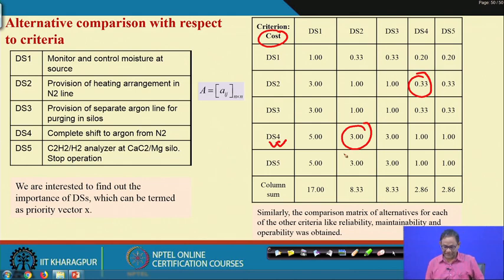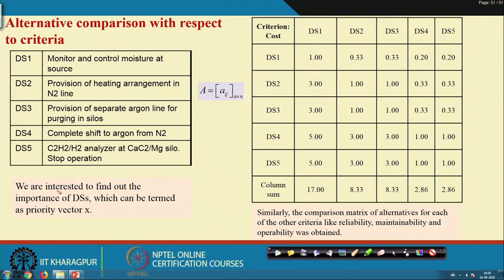Okay. Similarly, if I consider DS2 here, the cost of DS2 is 3 times more than DS1. So, then the reciprocal will be for DS1, DS2, 0.33 again. Like this, DS5: that is 0.25, DS1 is 0.2 times DS5, so then DS5 will be 5 times, in the same manner given by the experts.